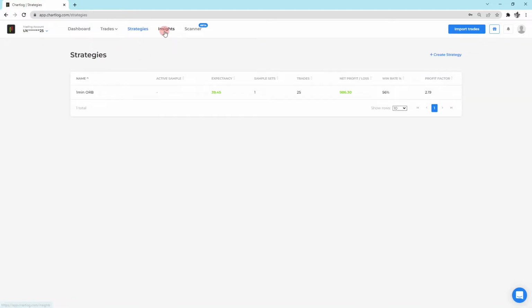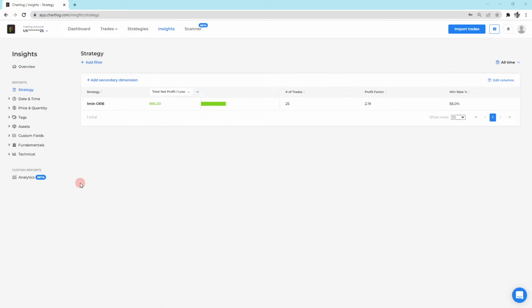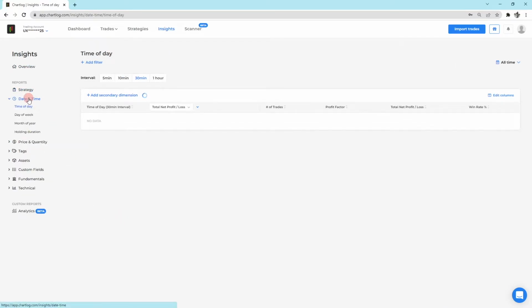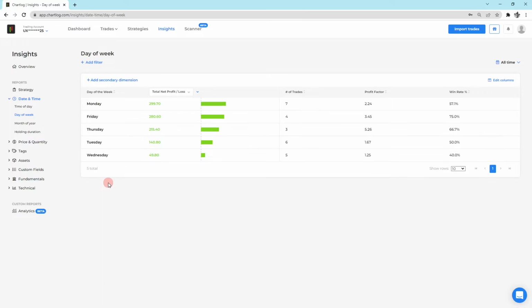So now let's go back to the Insights section. Below strategy, there's the date and time section where you can check out the time of day, day of week, month of year, how long you held the trades. So for example, if you go to day of week, you will see if there is any special day of the week that you have been particularly successful or particularly bad at trading.